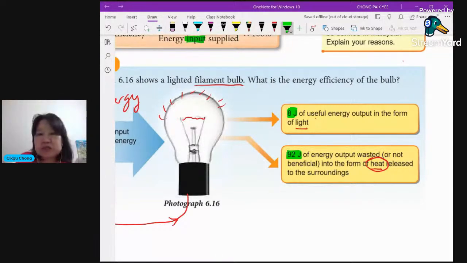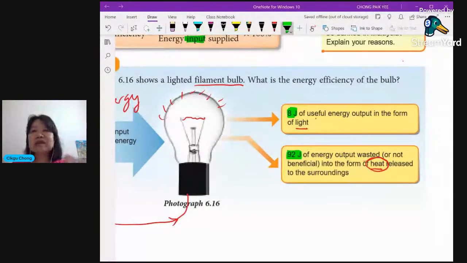Now, this is not what you want from a bulb. If you can, you want 100% of the joule to be converted into light, because you want your bulb to be as bright as possible, correct? That's why you buy a bulb, to give you light. A bulb is not for giving you heat. If I want heat, I'll buy something else, like a radiator.